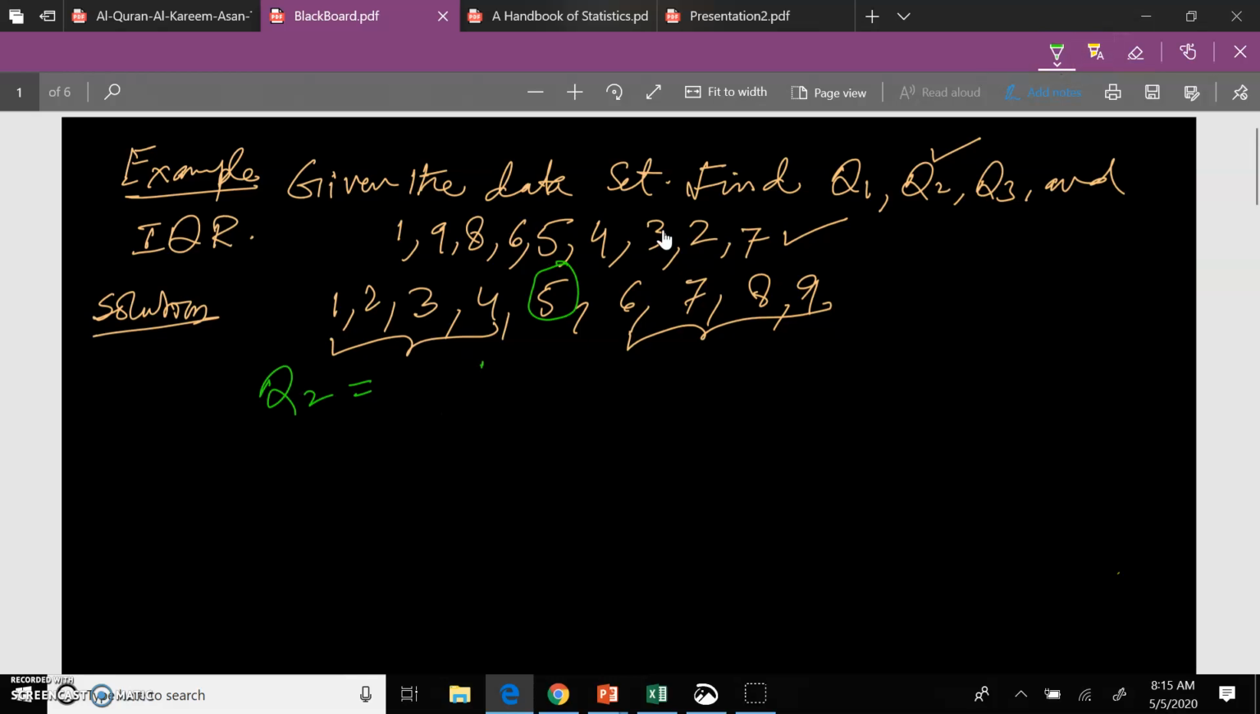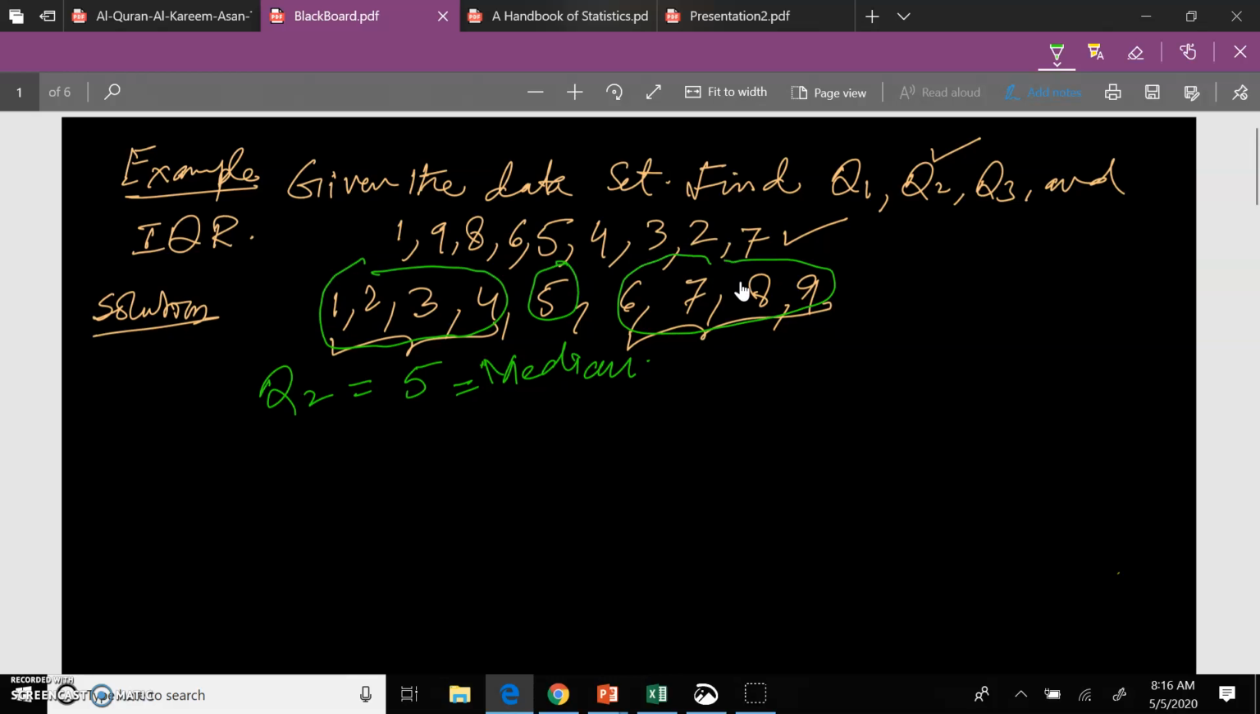This is also equal, this Q2 is 5, and this is also the median of our data set. Okay, that's the first thing we need to understand. We need to find the median of the entire data set. Now this median divides our data into two halves. This 5 divides our data into two halves. This half is the bottom 50%, and this is the top 50%.